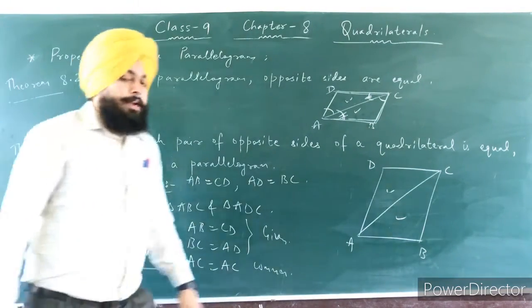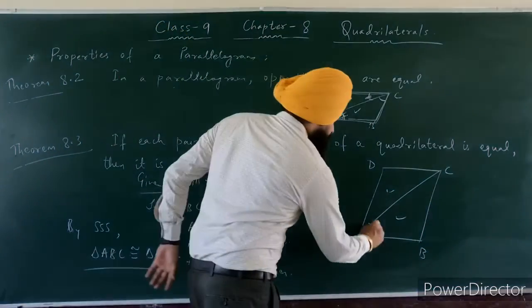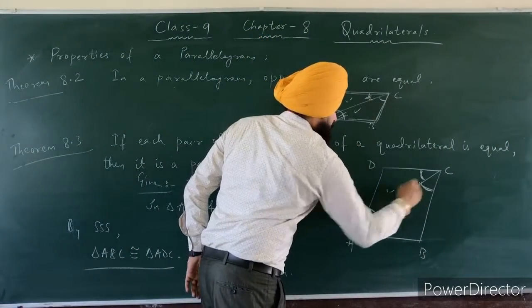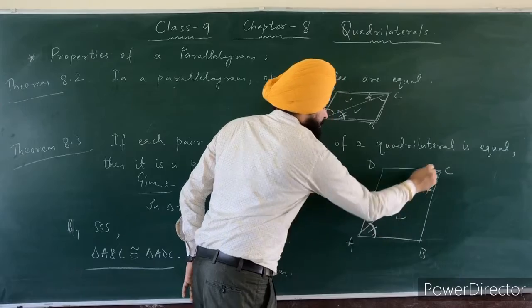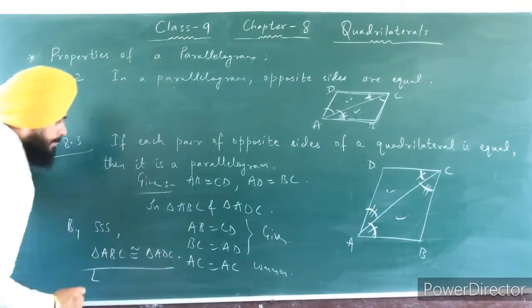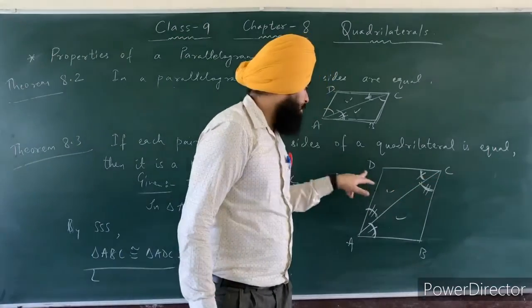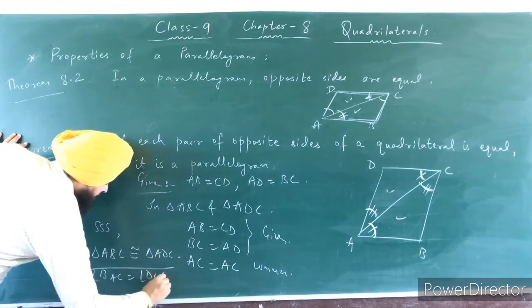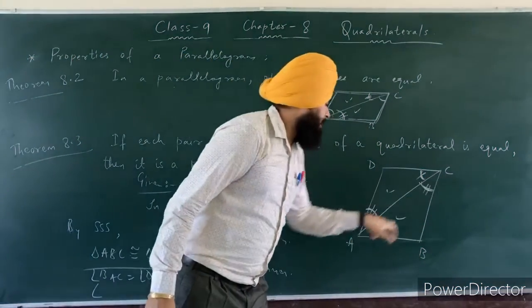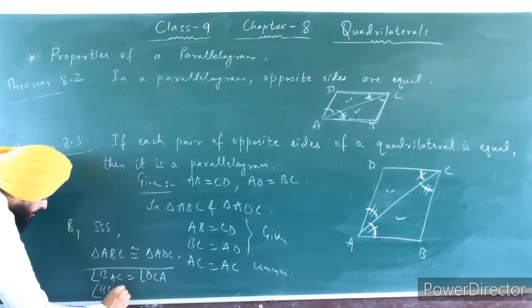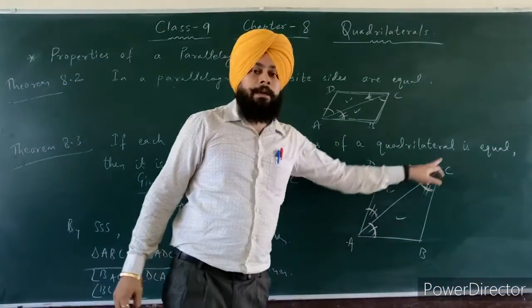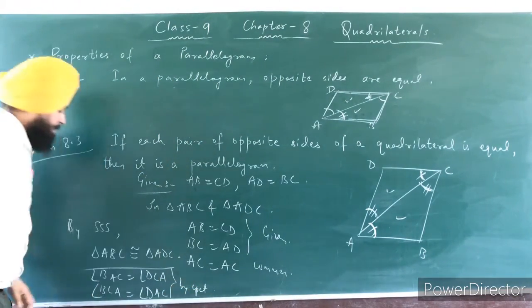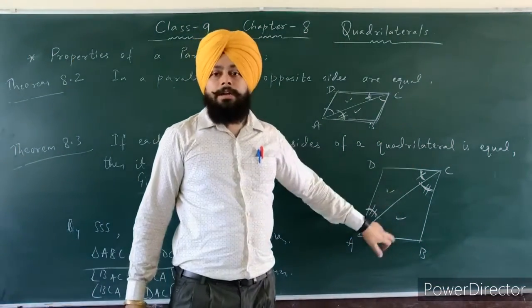So after that you can take any of its parts equal. So we can take this and this angle equal, and second one is this one and this one. So you can take angle BAC equal to angle DCA, and the second is angle BCA equal to angle DAC, by CPCT.